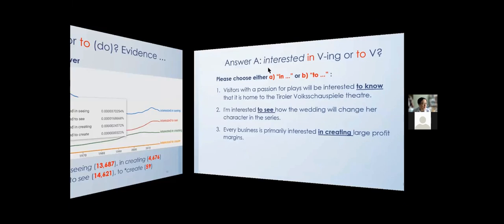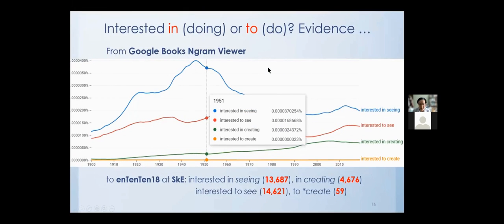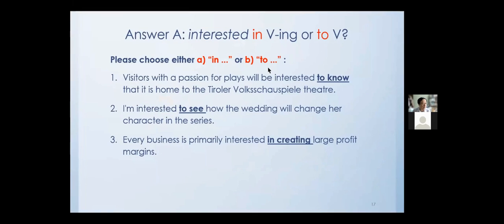So we solved the first three questions. I move on to the second three. So first one, interested to know, interested to see will be preferred, and they are precisely what they are like, the usage of the concordance line in the corpus, and in creating is used. So we solved the first one with corpus evidence and Google Ngram books evidence.